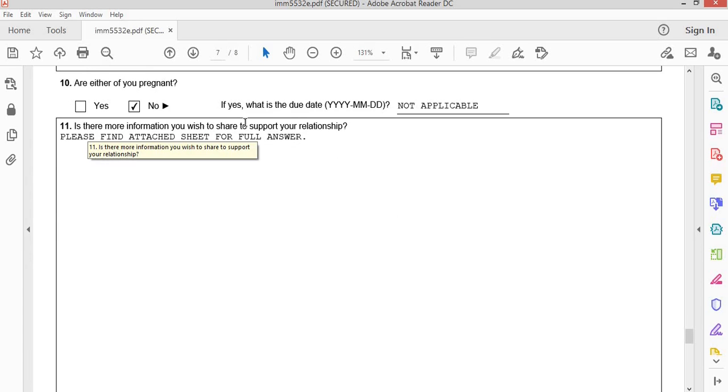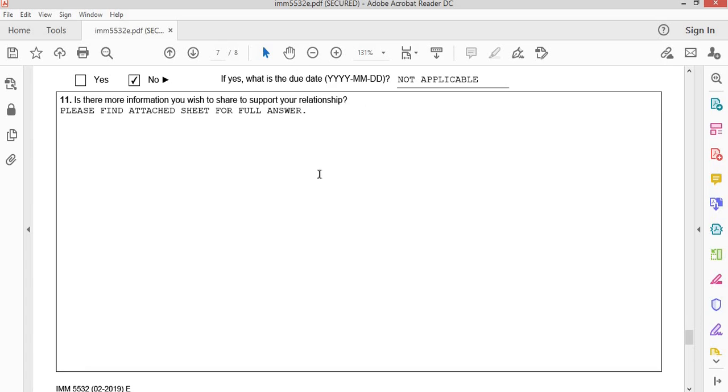Is there more information you wish to share to support your relationship? This is a very, very important question and answer. So you have to provide a proper answer to this question, and basically you have to provide a story of your relationship as to how you met and how the relationship progressed and how you got married. It's like a love story of your relationship, but in a little bit formal way. So I can also share the template of this answer, and you can take a reference from there.